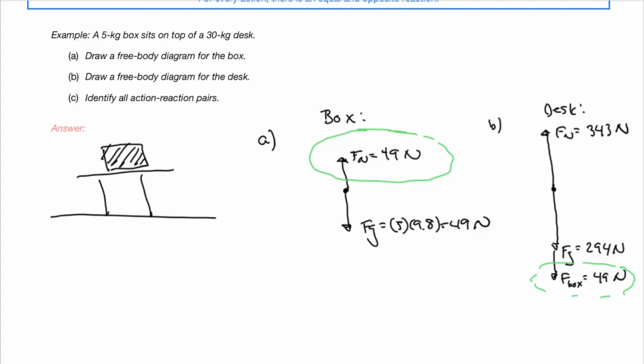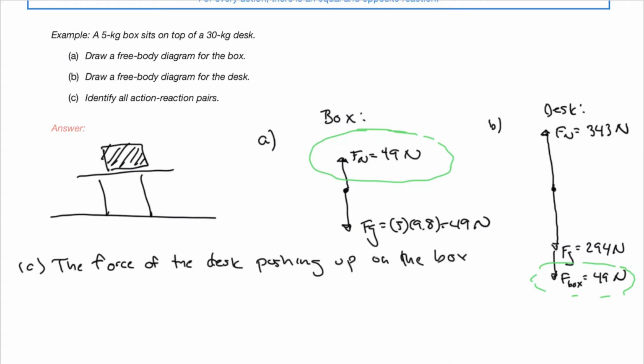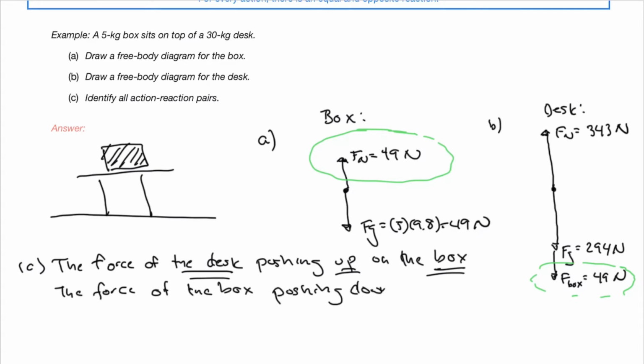One way to make sure that you're identifying action-reaction forces correctly is to write them out in a sentence. So let me write the normal force out in a sentence. The normal force is the force of the desk pushing up on the box. To identify its reaction force, I highlight three important things in this sentence: the box, the direction up, and the desk. To find its reaction force, I reverse the order of the objects, and I change up to down. Now the sentence reads, the force of the box pushing down on the desk. And so you can see that the two forces I circled in green are these action-reaction forces.